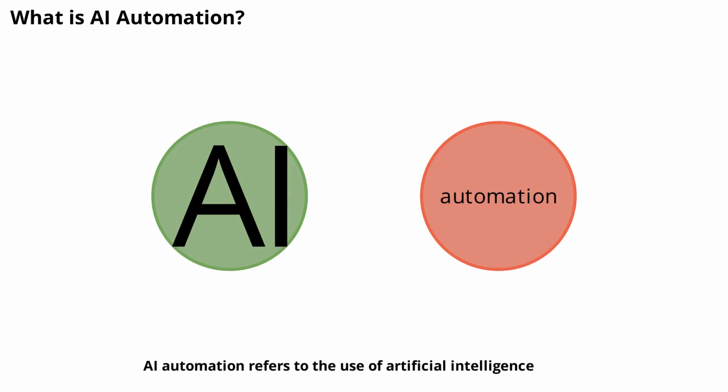AI automation refers to the use of artificial intelligence technologies to perform tasks that typically require human intelligence. This includes things like data analysis, customer service, scheduling, and even decision-making. By leveraging AI, businesses can reduce manual labor, minimize errors, and free up employees to focus on more strategic activities. AI automation isn't just about replacing people, it's about enhancing your team's capabilities and driving innovation. Understanding this concept is the first step towards building an automated business.